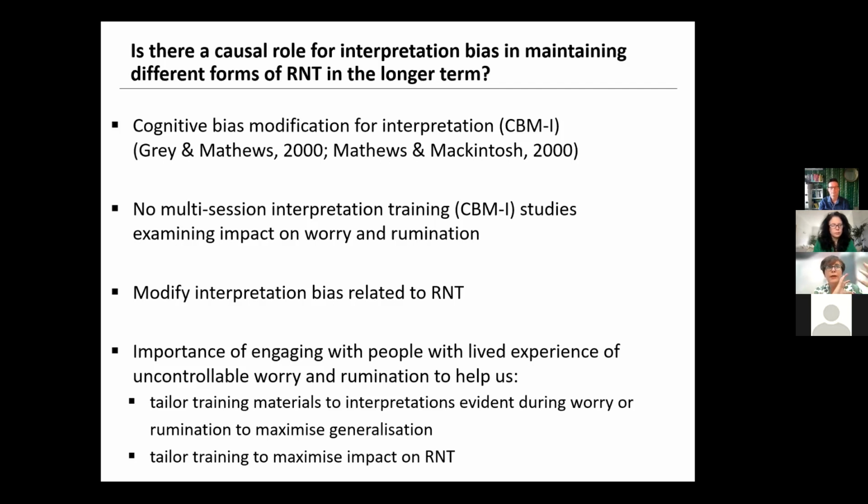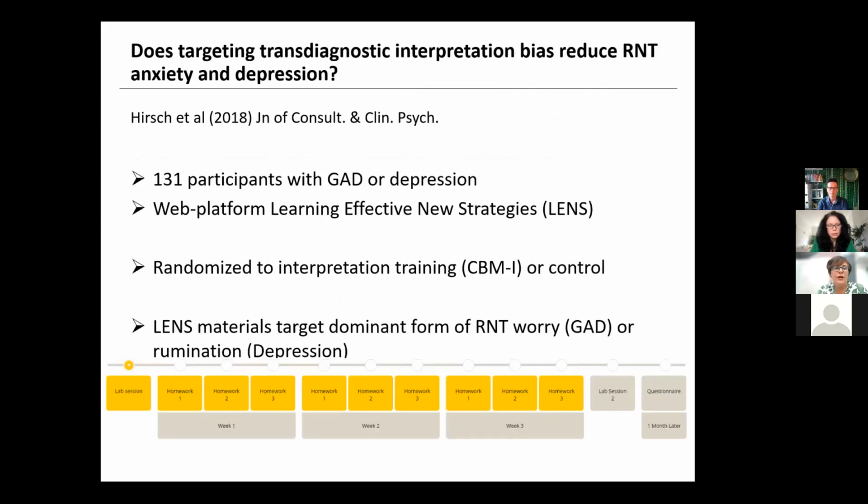So people who had generalized anxiety disorder, so a dominance of worry, were going to be given worry materials, and people with depression were going to be given rumination materials. And we were going to see whether changing the interpretations related to those different forms of repetitive thinking had an impact on the other forms of thinking, as well as on anxiety and depression. So we recruited people who had either generalized anxiety disorder or depression, and then they completed sessions of the interpretation training using our platform. They attended the university before and after the home-based training, and then there was a 1-month follow-up.